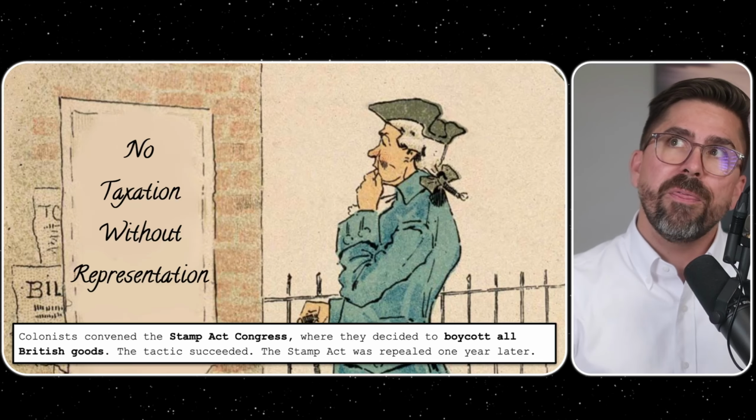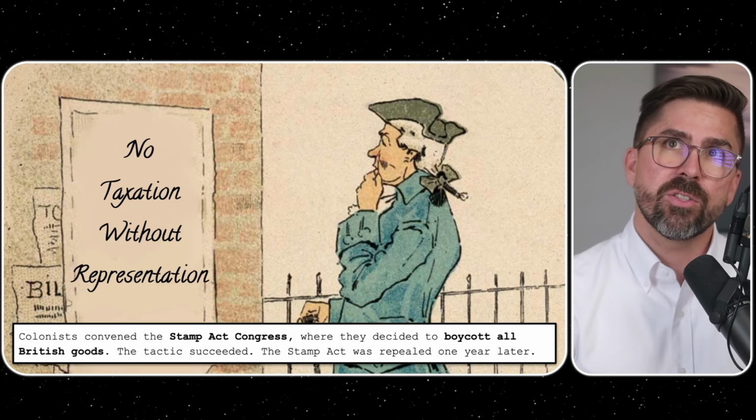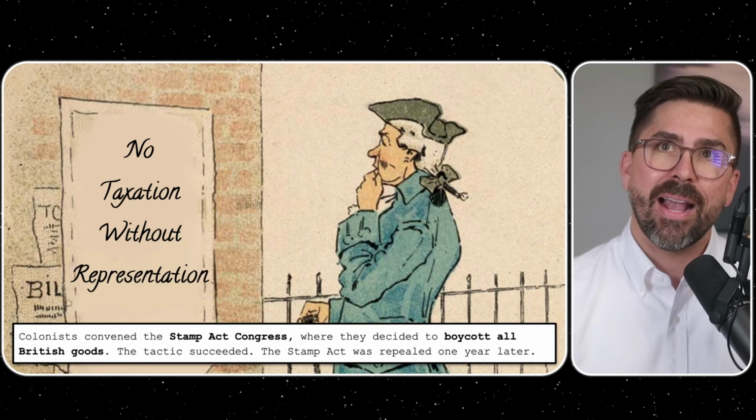As a result, they felt like you had to get rid of the tax. So the colonists are going to come together. They're going to resist the taxes. And the way that they do this is going to set a foundation for future meetings as well. So what the colonists decide to do is to call something called the Stamp Act Congress.